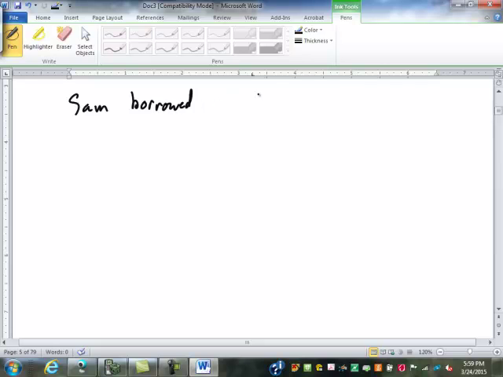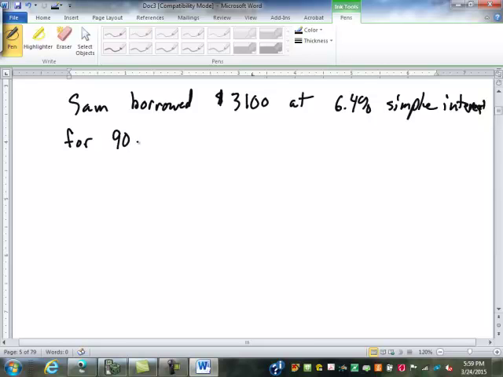Let's say that Sam borrows $3,100 at 6.4% simple interest for 90 days. Find the interest. In other words, find the dollar amount of the interest.